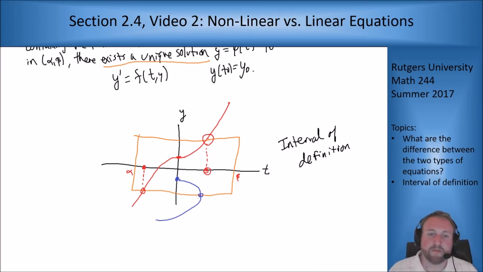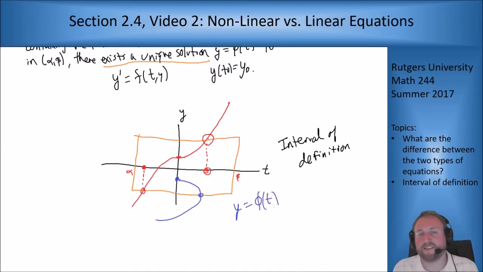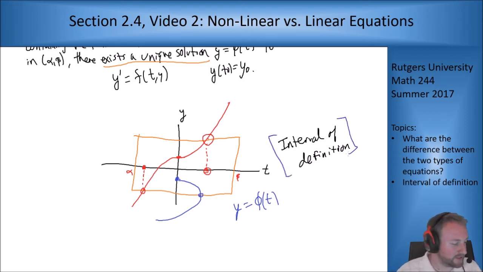Why do I lose it? Because at that point, y is no longer a function of t, right? We assumed that y was a function of t, which means I can't have curves that go vertical and double back on themselves. So those are two ways that I can lose solutions, and both of them give rise to intervals of definition. All right, so let's look at a couple examples of this and what we can do here.